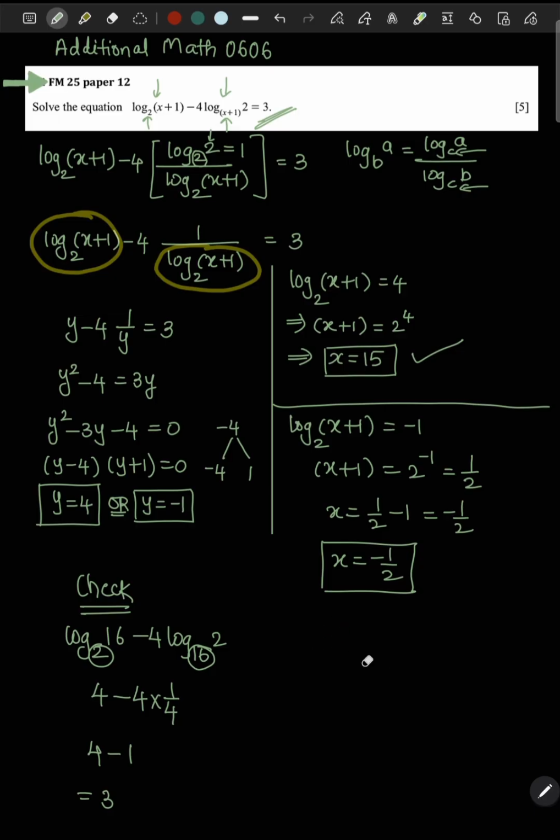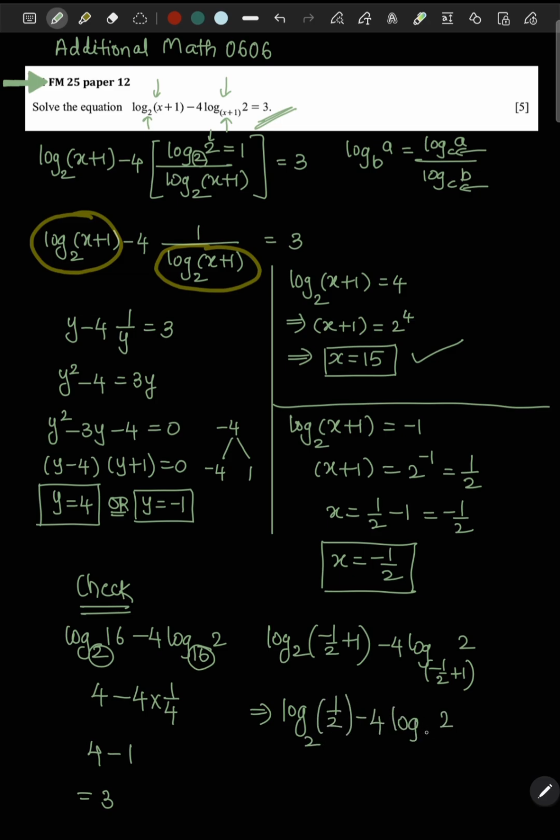Now let's check for minus half. I substitute it again in the same equation. I get log of minus half plus 1 base 2, minus 4 times log 2 base minus half plus 1, and therefore, this is not a negative log, so it's still valid. Let's do it ahead. I get log of half base 2 minus 4 log of 2 base half. 2 is raised to what power to give half? The answer is minus 1. That's the reciprocal. Minus 4 times.